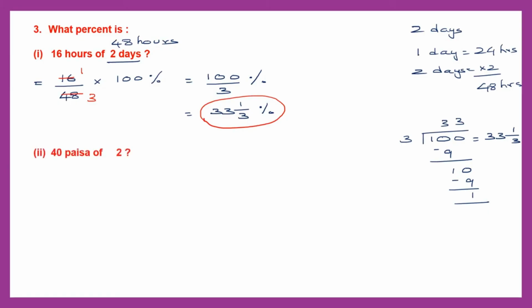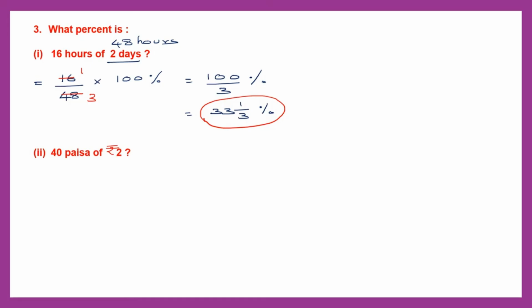Question 2. What percent is 40 paisa of 2 rupees? Again, the units are different. Here we have paisa and here we have rupees. Which is the bigger unit? Rupees is bigger. So convert 2 rupees into paisa. So let's do that. So 1 rupee is 100 paisa. That means 2 rupees will be 200 paisa, isn't it? So 200 paisa. So we have converted this to 200 paisa.